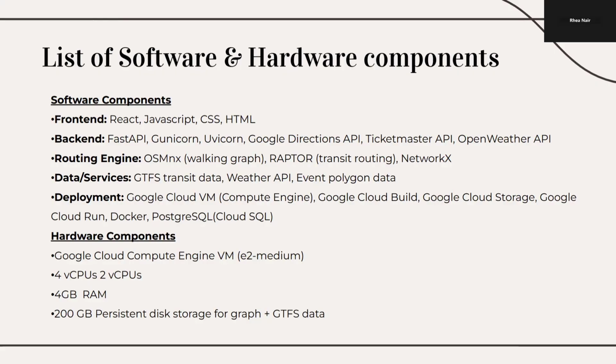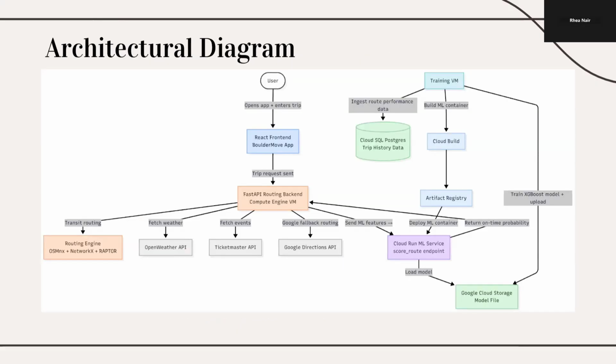On the infrastructure side, we deployed using Docker onto a Google Cloud VM and Cloud Run, used Cloud Storage for artifacts and Cloud SQL, PostgreSQL for trip history. All of this runs on a Compute Engine VM with enough CPU, RAM, and disk to handle graph data and GTFS files. At the very top, we have the user.